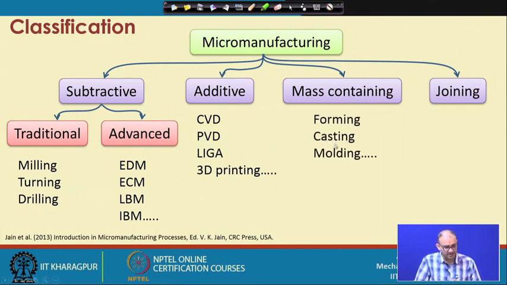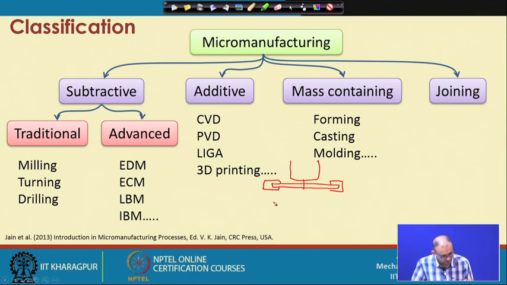Now, coming to mass containing. So, forming, casting and molding are the mass containing processes. Here what we do is, we have a sheet and then we hold this sheet and then we have a punch which will deform this part. So, we get one type of shape out of this. So, why do we call it mass containing?